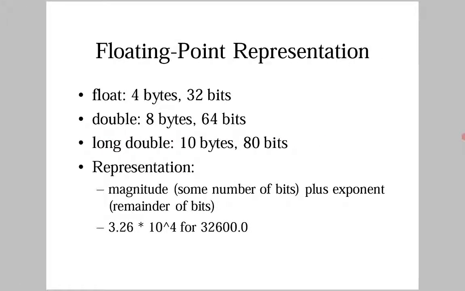So how do we use floating point representations? Float means 4 bytes, 32 bits. Double means 8 bytes. Generally float occupies 4 bytes, double occupies 8 bytes, and long double occupies 10 bytes.